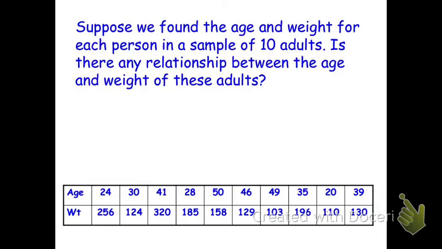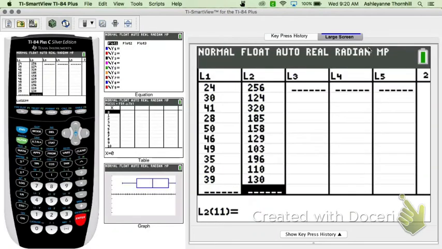So, suppose we found the age and weight for each person in a sample of 10 adults. Is there any relationship between the age and weight of these adults? That's what we want to find out. So, what I want you to do in your calculator is put age in your list 1, and put weight in list 2. Stat. So, from here, list 1 we're calling age, and list 2 we're calling weight.